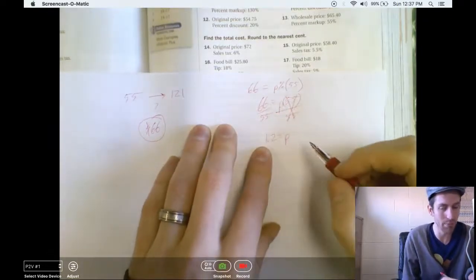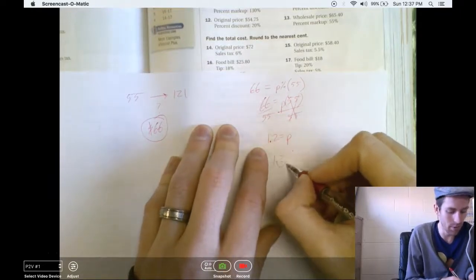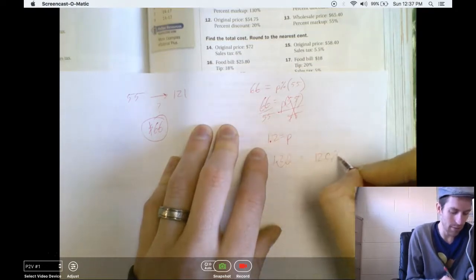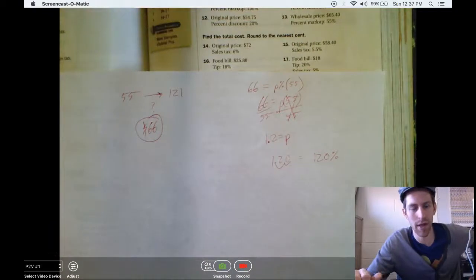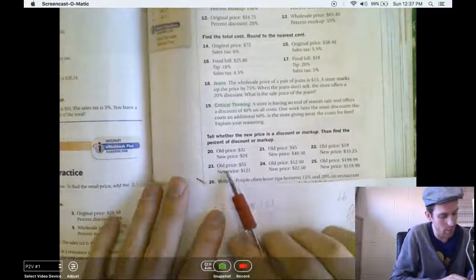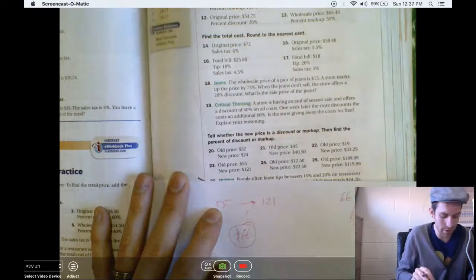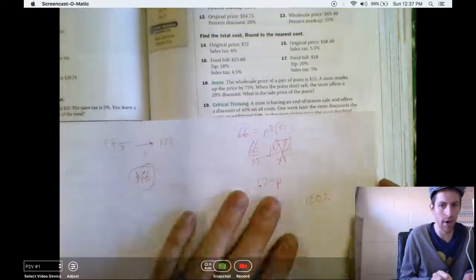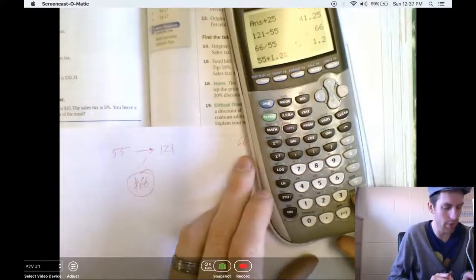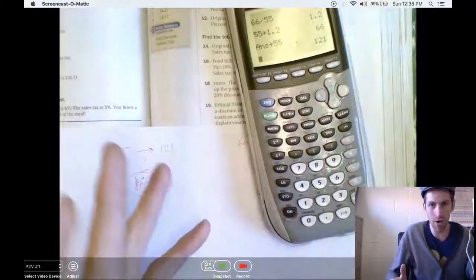So what's the actual percentage? 1.2 in percent form, move it 2 over this way, is 120%. Now let's backtrack and just make sure we're right. We started with 55, right? Old price is 55. The new price is 121. So we're saying that we did a markup of 120%. So let's check this. 55 times 1.2, or 120%, is 66. We add that on top of 55, and that should give us 121.